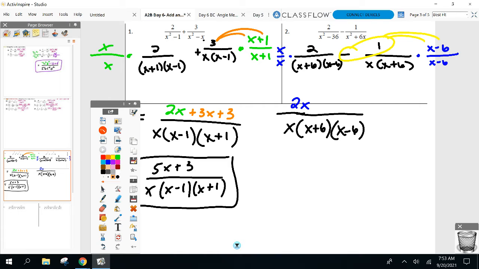Everyone see that? Got to watch out for the subtraction. Because I'm not going to distribute the 1. It's got to be a negative 1. So minus x plus 6. Please watch out for that. Please. Huge trap.